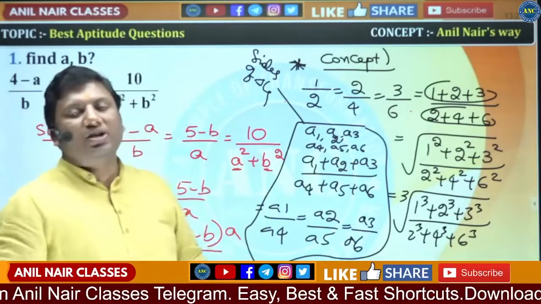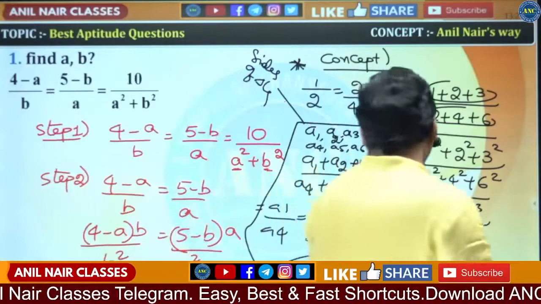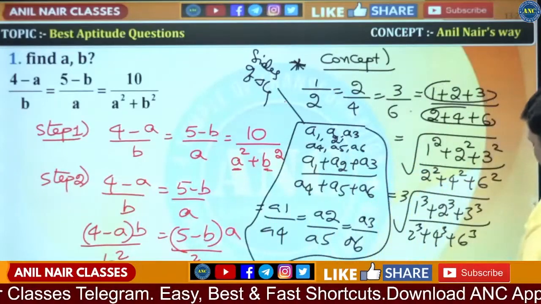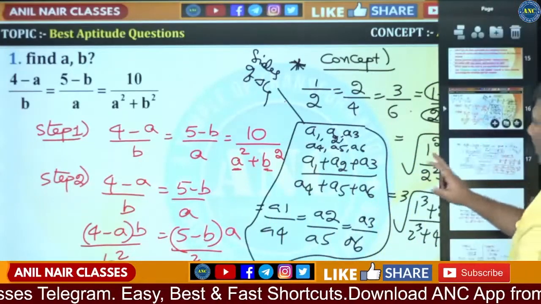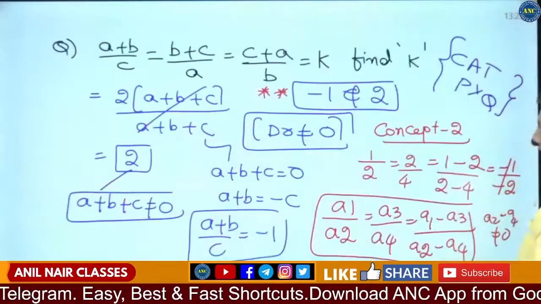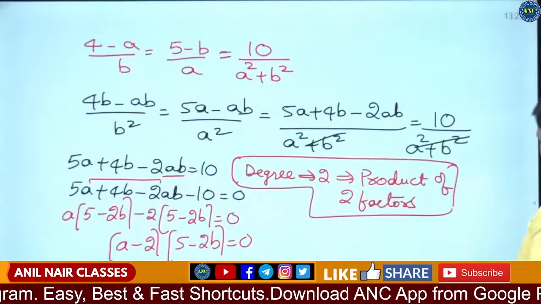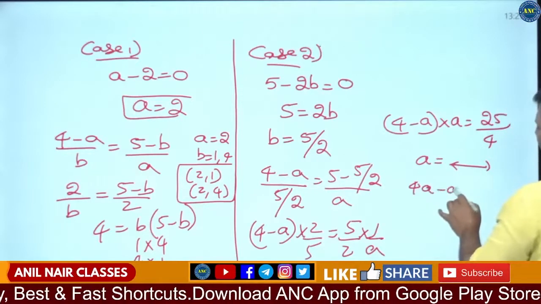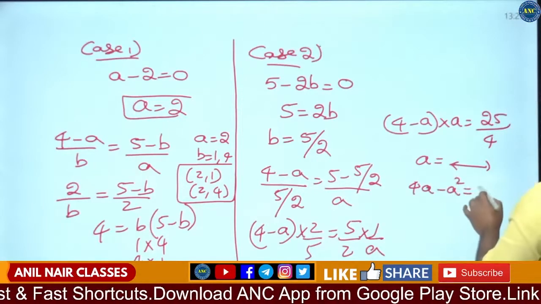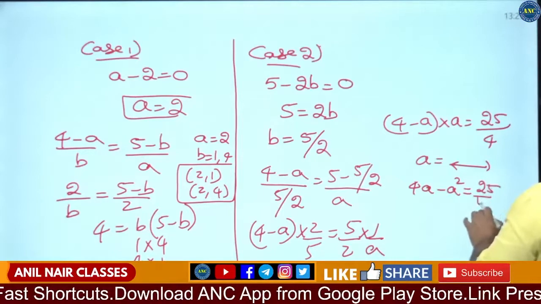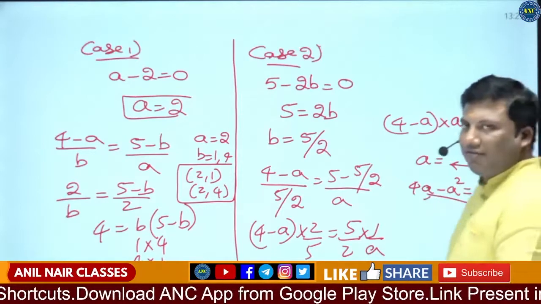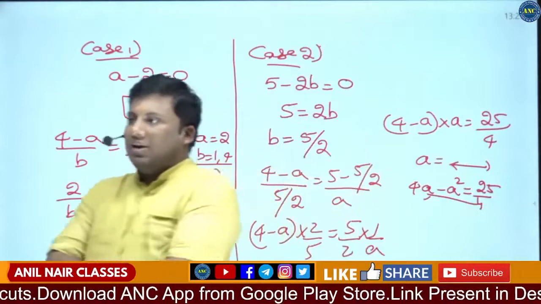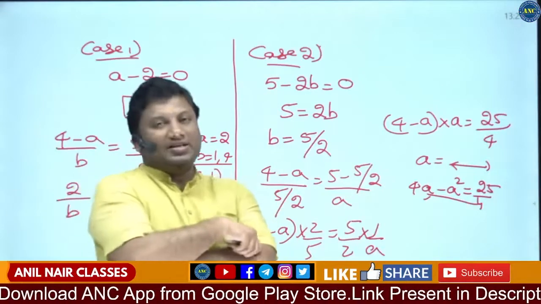Kindly reply with yes if it is perfectly clear to you. Any doubts in any of these questions? First question, I hope the idea is clear. Everybody, here I am not finding the value of b. I think you can easily factorize 4a minus a square equivalent to 25 by 4, and find the value of a. I hope everybody is clear.